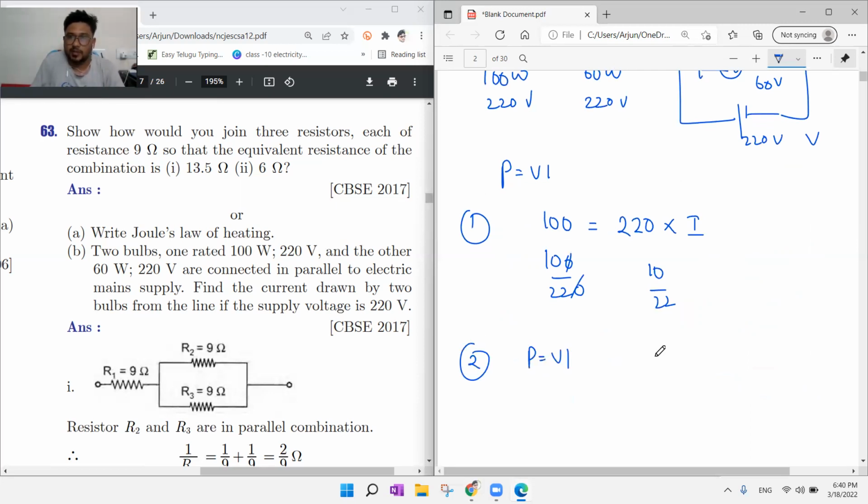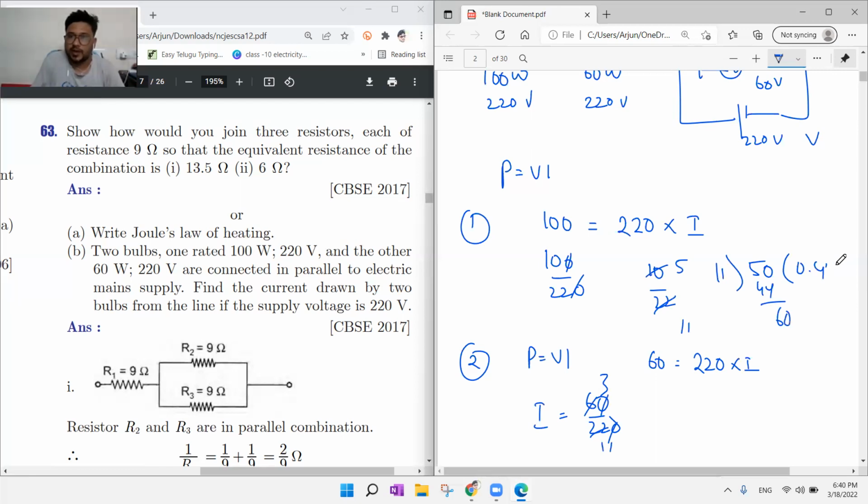The power of the second bulb is 60, which is equal to voltage 220 multiplied with I. If you need I, send the 220 to that side. So I becomes 60 upon 220. The 0s get cancelled, 2 threes are 6, 2 elevens are 22. Here also 2 fives are 10, 2 elevens are 22. So we can multiply: 5 times 0.11 is 0.44, and 11 times 5 is 55.